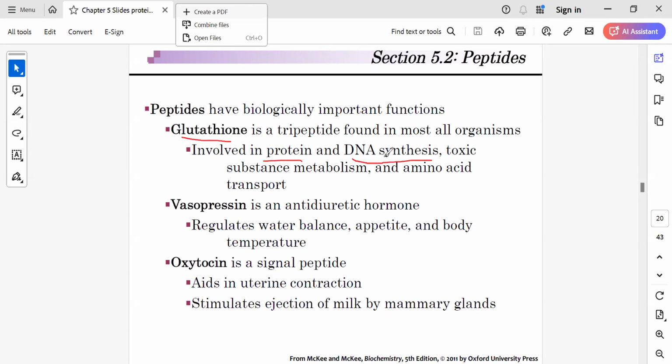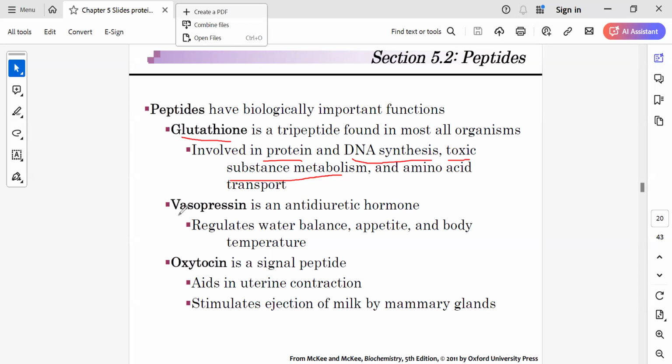It also helps in metabolizing toxic substances. For example, when we take drugs, drugs are toxic, so we don't want them to stay long in our body. We need to eliminate them. In terms of eliminating drugs, we use glutathione as a conjugating agent in removing drugs. And it's also used in the transportation of amino acids.